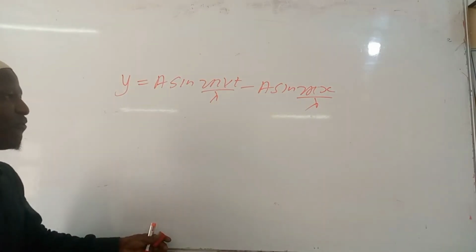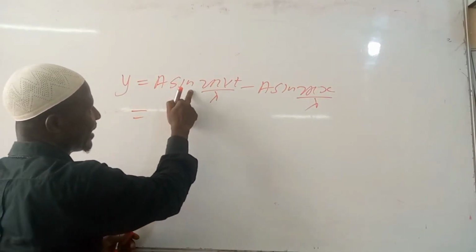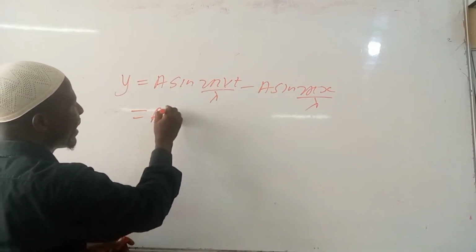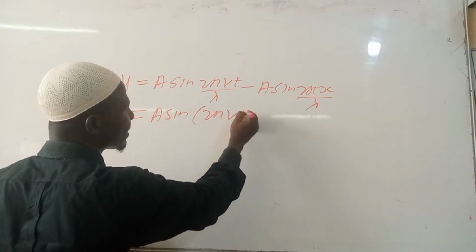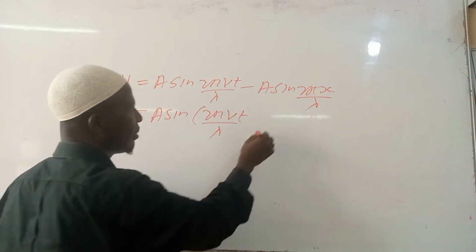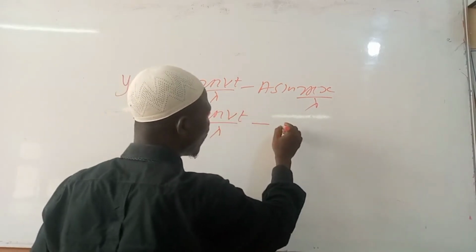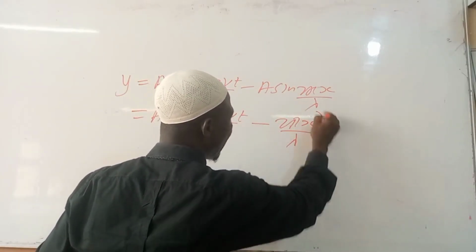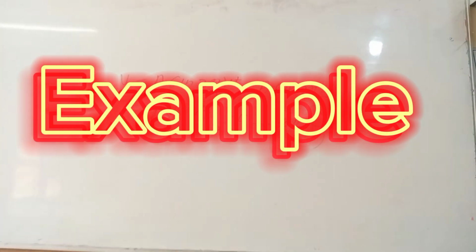That's all. Then factor the common thing here. A sine is common, even 2 pi is common. So we now have a sine, open bracket, 2 pi vt over lambda minus, a sine is already outside, so we now have 2 pi x over lambda. So you continue like that, depending on the given equation.